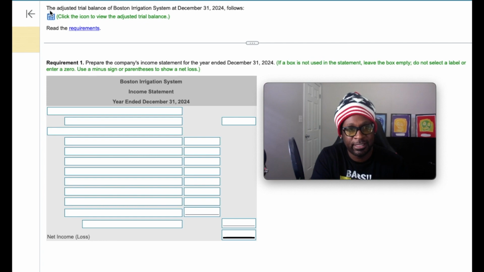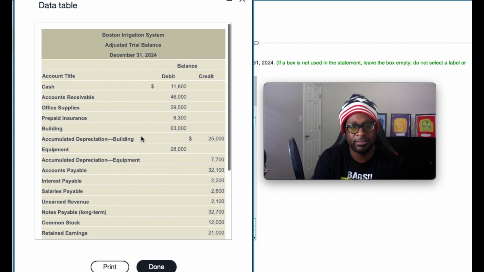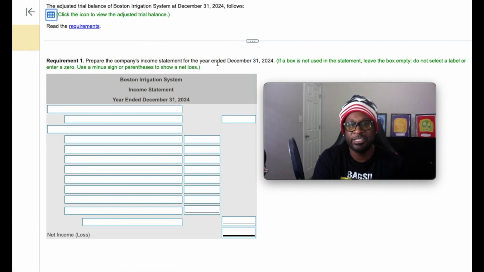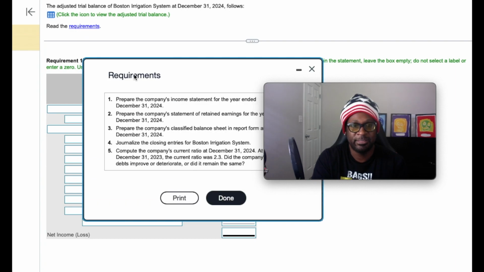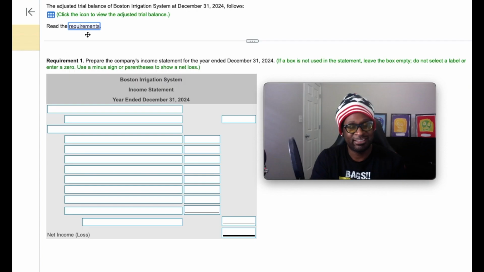It tells us that the adjusted trial balance of Boston Irrigation System at December 31st is as follows. Let's check out this trial balance. We have a beautiful trial balance. And then it says prepare the company's income statement for the year ended December 31st. The requirements say to prepare the income statement, statement of retained earnings, and the classified balance sheet. They want us to close out accounts, and then they want us to perform the current ratio. This is a lot, gang. This is huge, bro. So let's get to it.